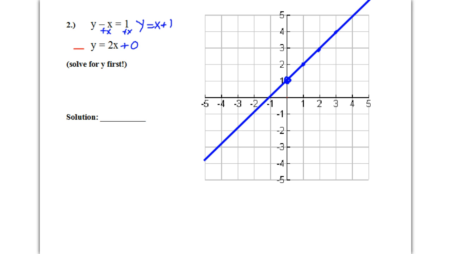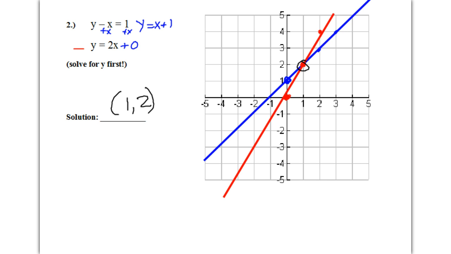The second equation is 2x plus 0, so we start at 0. Here we're going up 2 over 1. The slope is 2 over 1. The first point there is actually our intersection point, which is nice. When we graph this line in red, you'll see that the red line and the blue line intersect at the point 1 comma 2. So the solution for this system is the point 1 comma 2.